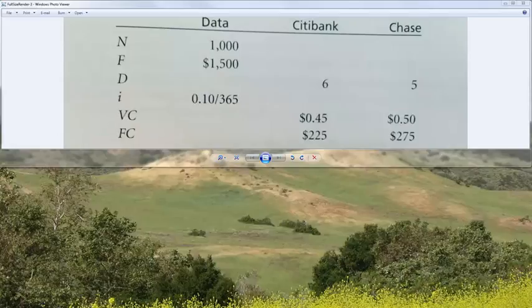Citibank had a lower variable cost than Chase, and so in a high volume situation, this should help us see that Citibank is only 45 cents per item, while Chase is 50 cents per item. But Citibank takes another day to clear. So the days to clear is a little higher under Citibank, but once we go to 100,000 in volume, what we should expect to see is that Citibank becomes cheaper.